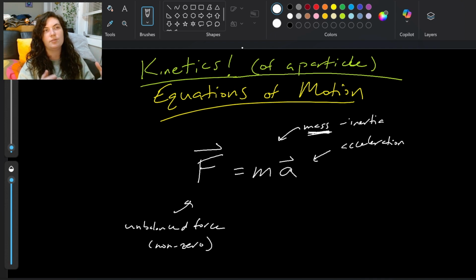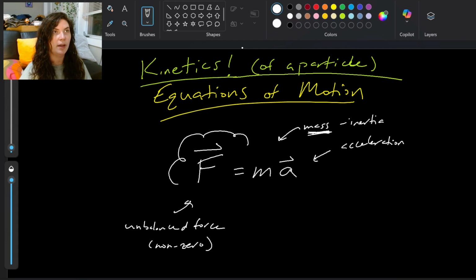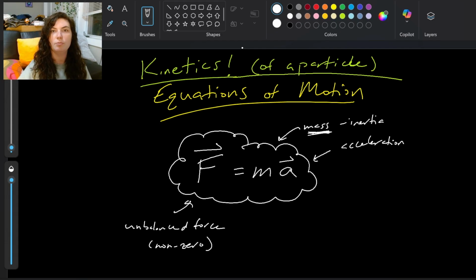So that's a very long-winded explanation for the concept of mass and what inertia is, but we'll talk about that a little bit more later too. The most important thing right now is that this is what we're going to be using. This is our main equation of motion. That's what you'll hear it referred to as a lot.